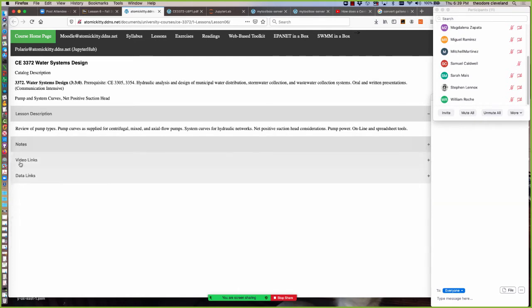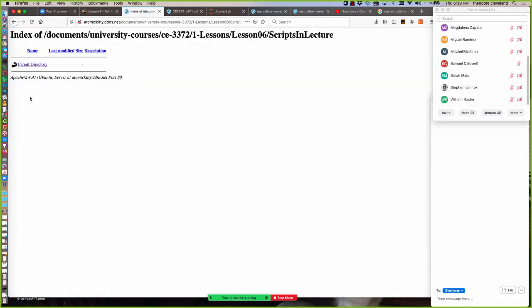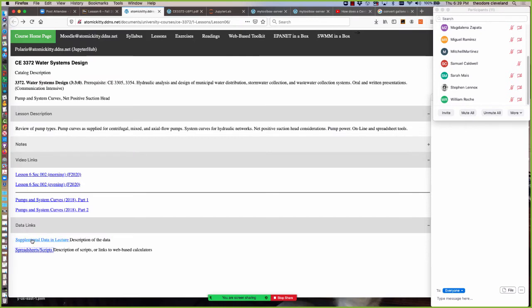And the notes section I know aren't good because they were there for the morning, so these 2 links don't exist yet, but I have stuff from 2018. I'm pretty sure it covers the same material. Those links exist, and there are no spreadsheets associated with this and no supplemental data. Okay, so we shall begin.